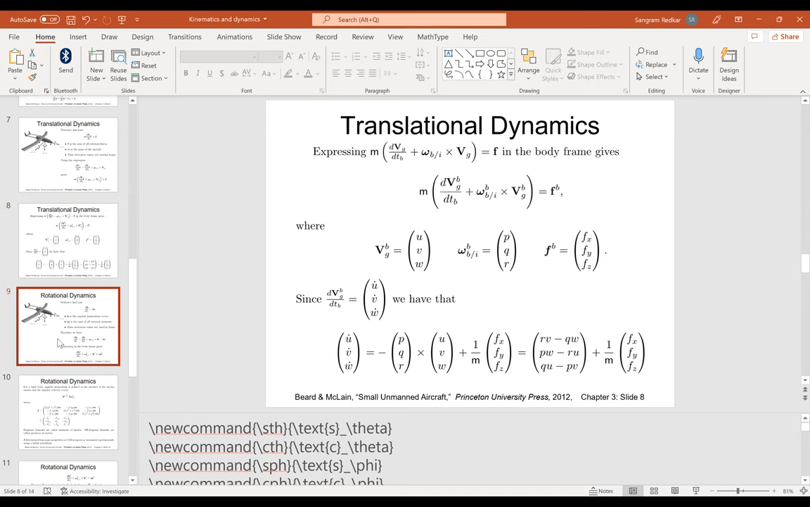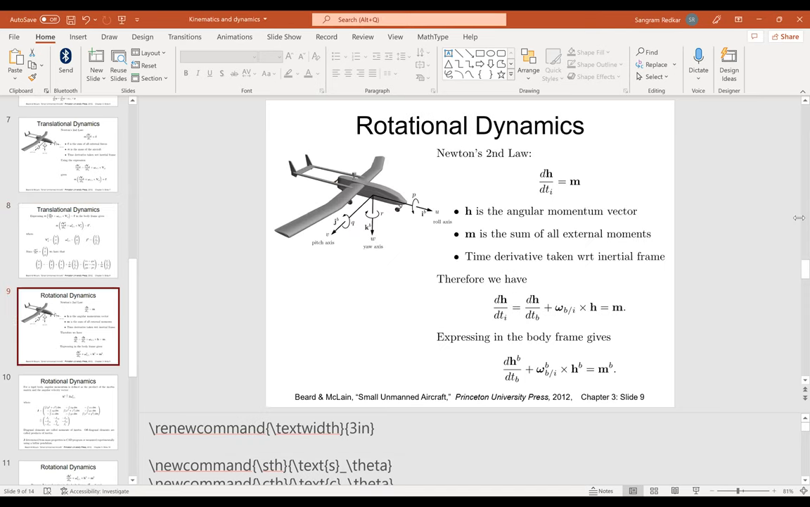Okay, now the same mathematical jugglery, except for rule number 2: the rate of change of angular momentum is equal to torque. For linear momentum, the rate of change of linear momentum is force. The rate of change of angular momentum, where H is the angular momentum, is equal to M, the torques. Everyone understood this?